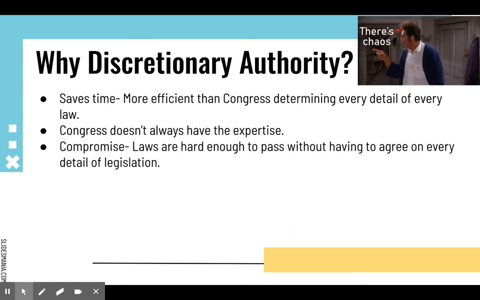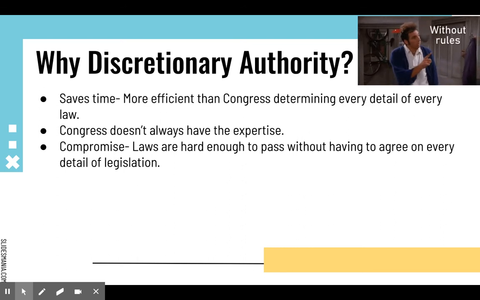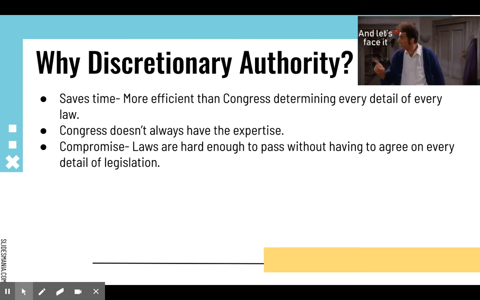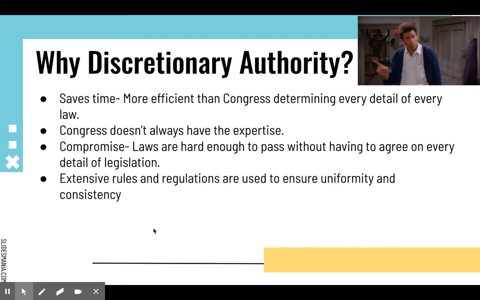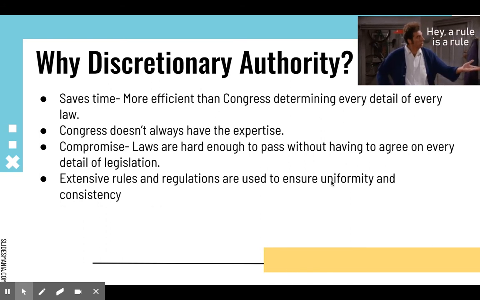Compromise is also a thing here, right? Laws are hard enough to pass without having to agree on every detail. Congress knows that the likelihood of a bill being passed is usually higher if the bill is a little bit more vague. The more detail that is added, the more there is to disagree on. These rules and regulations are also used to ensure uniformity and consistency across the government.